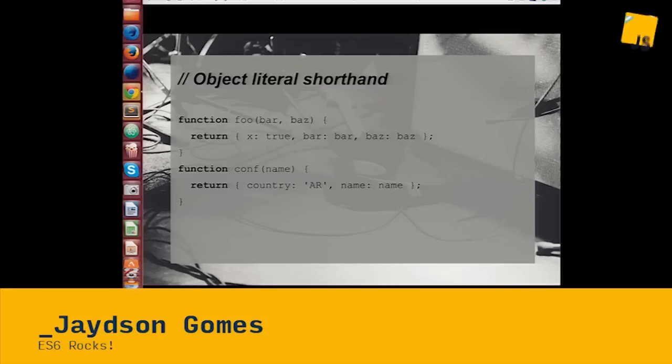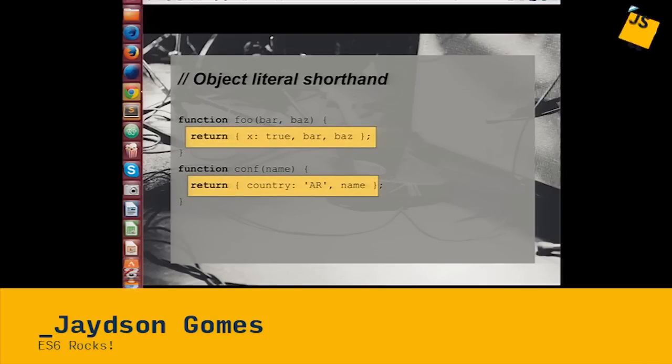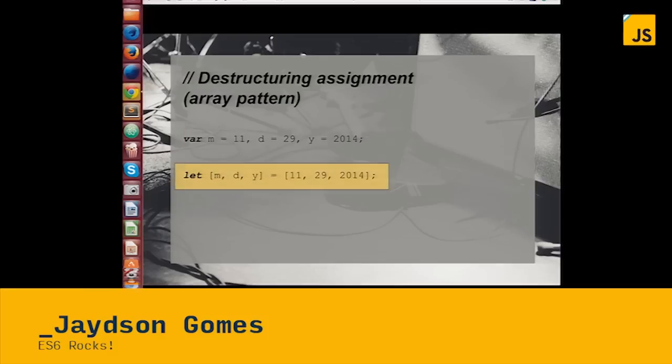We have a shorthand in objects. If you are a JavaScript programmer, you have this common situation where we have the same name for the properties. So if you want to return or create another object, you need to define the property and the value, even if they are the same. So with this object literal shorthand, if you have the same name, you can just put one. You don't need to specify the property and the value.